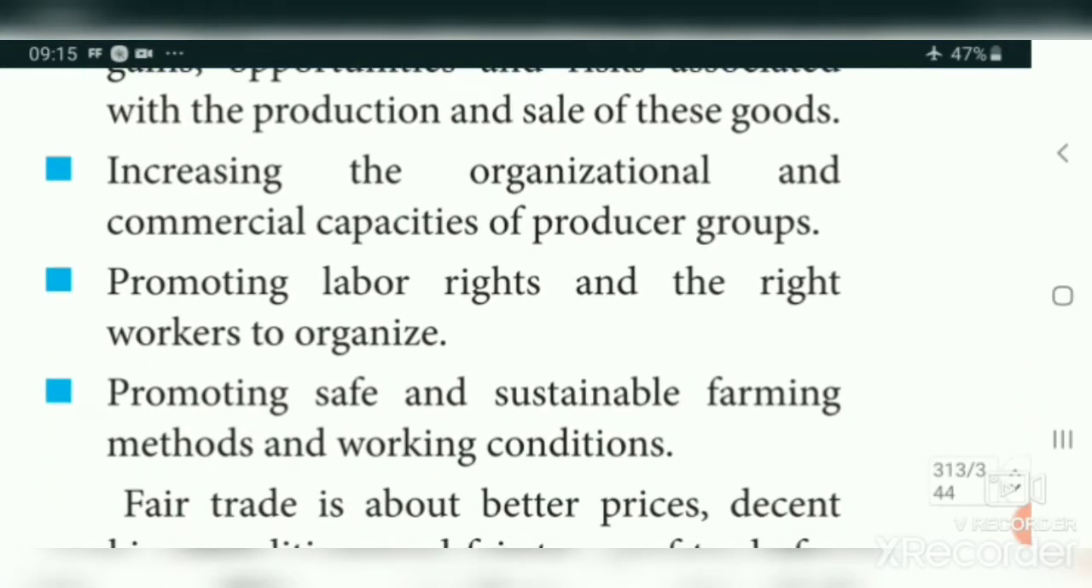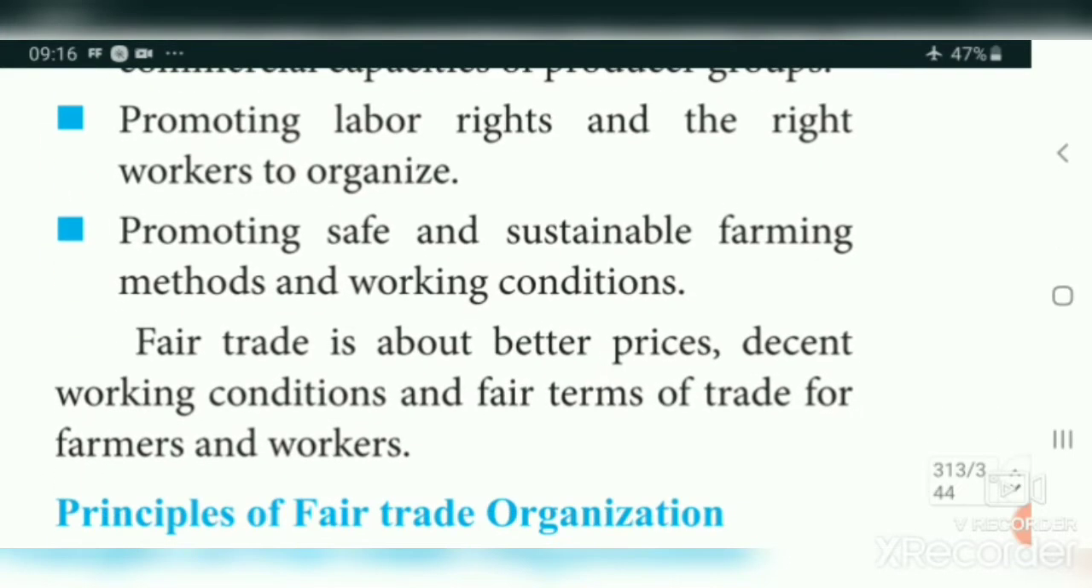Increasing the organizational and commercial capacities of producer groups. Promoting labor rights. It promotes labor rights and the right of workers to organize. It also encourages workers to form associations. It is also their right. Promoting safe and sustainable farming methods and working conditions. It also improves safe and secure working conditions and sustainable farming methods.